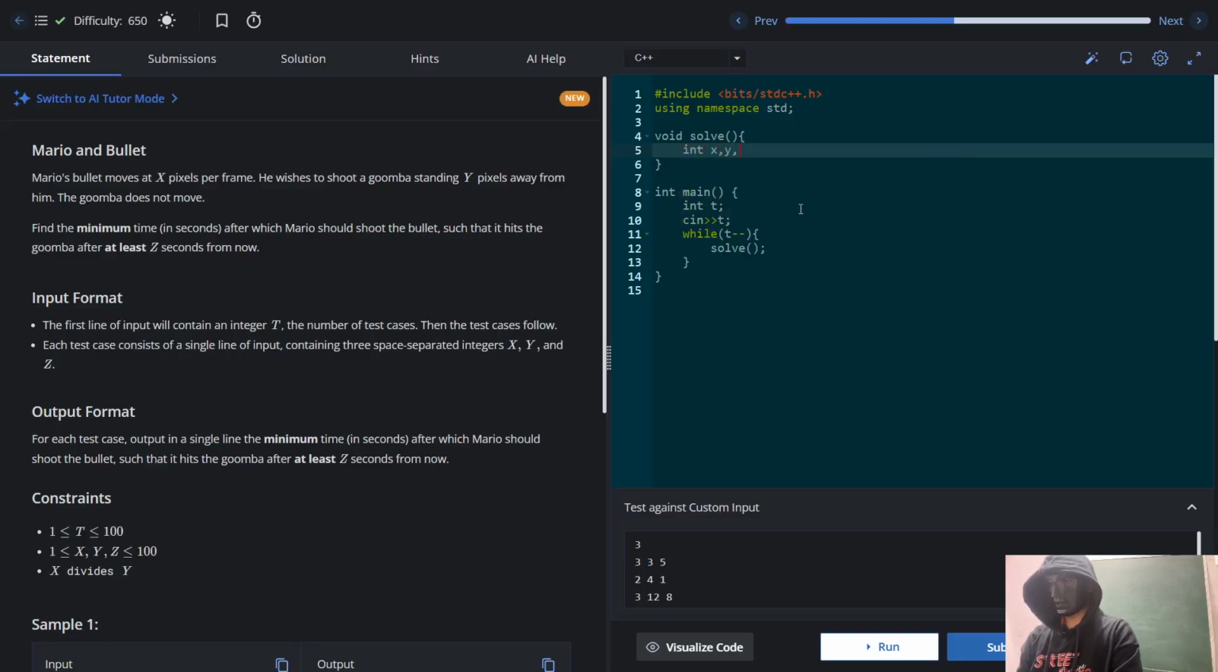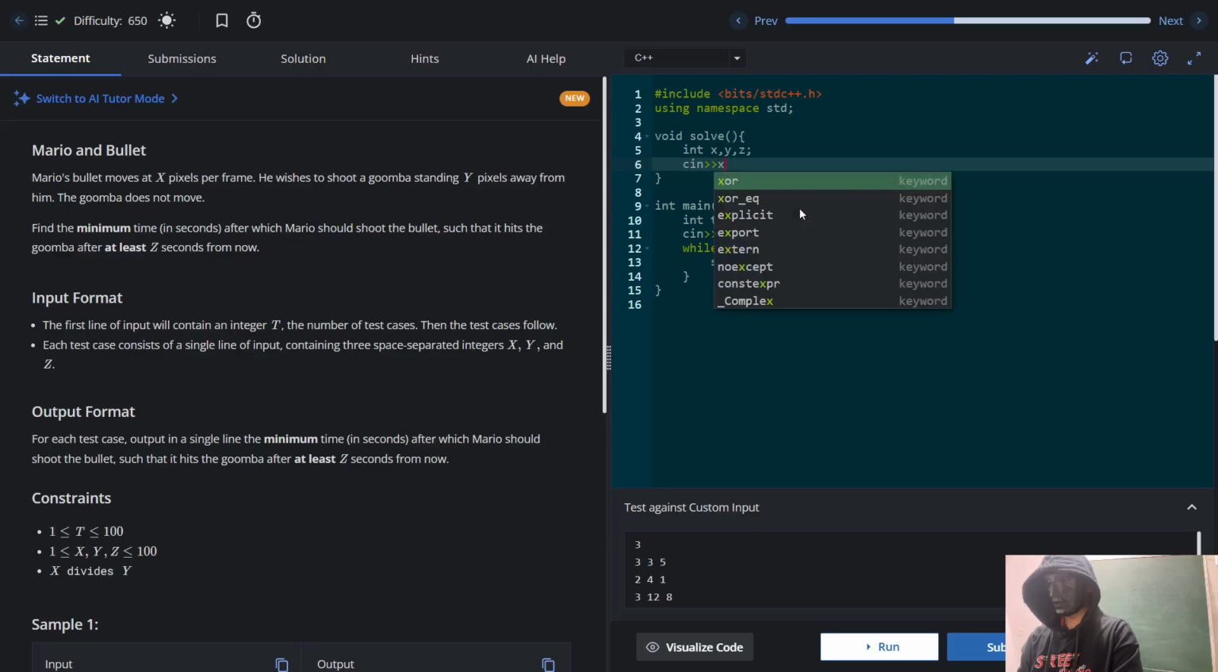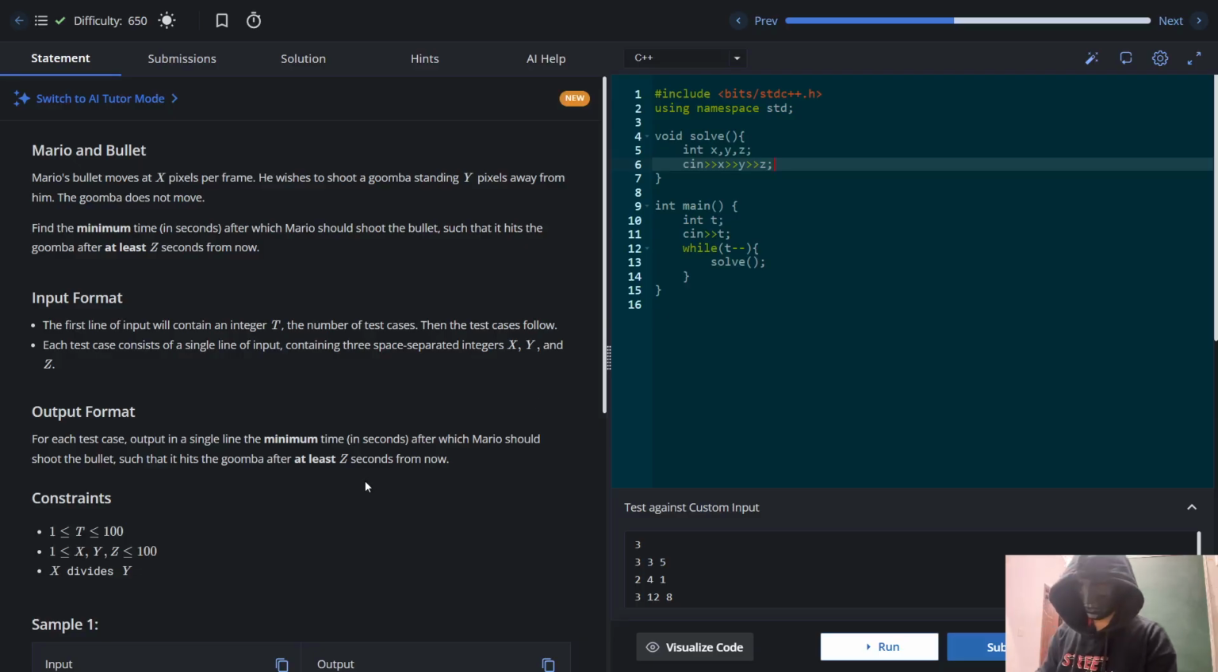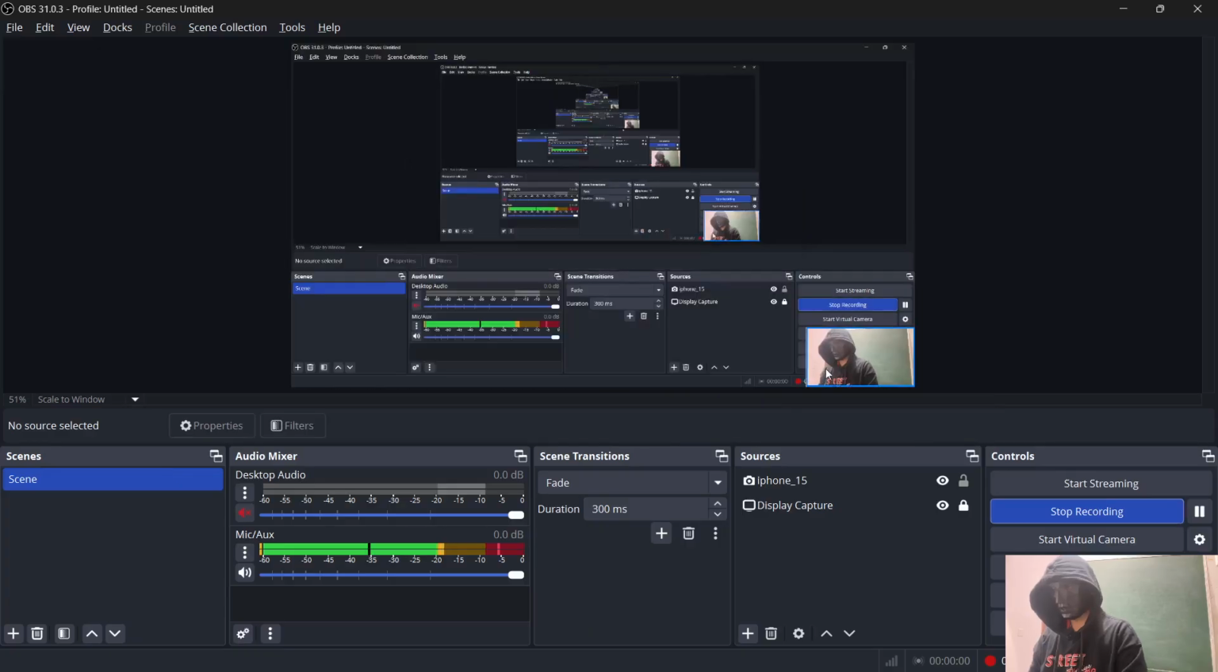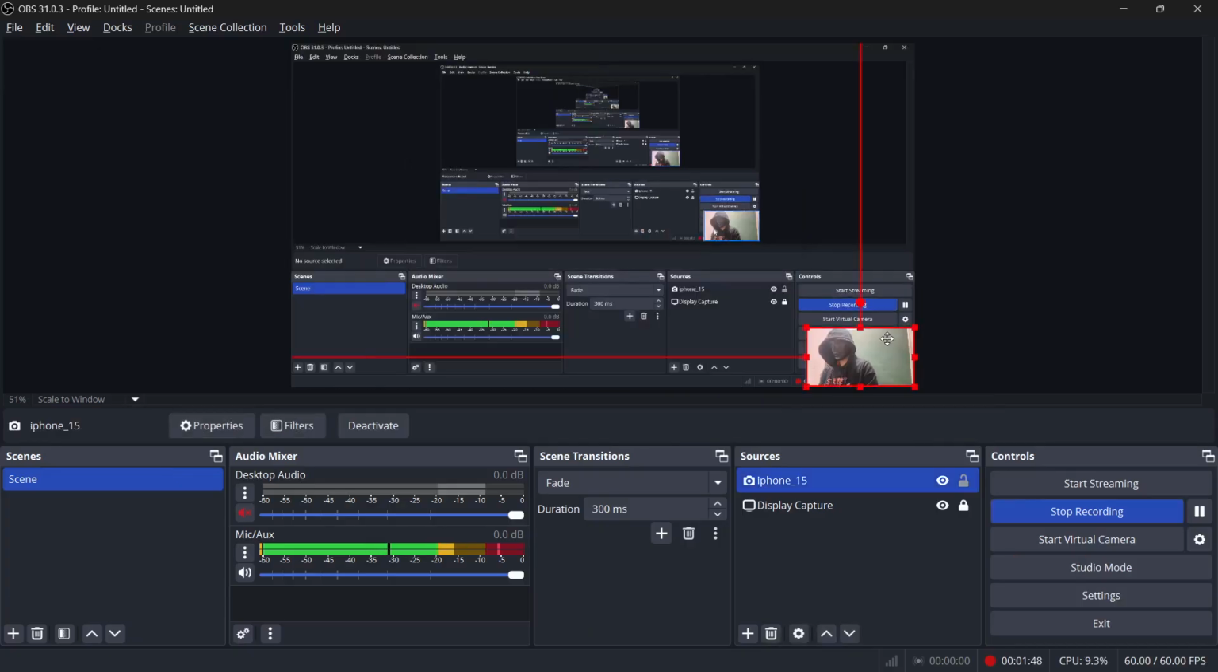Let's take the input from the command line or something like that. So they've given three test cases, and in the first case x is 3, y is 3, z is 5. Let me take you to the board and explain what it is saying.